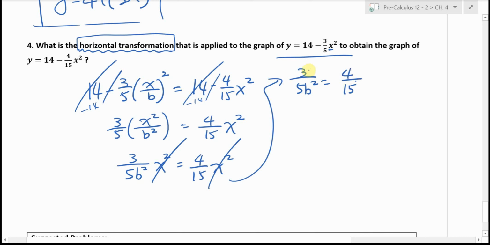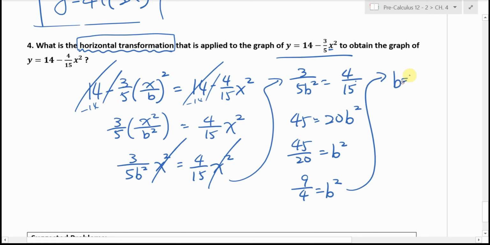Again, you can cross multiply. 3 times 15 is 45. 4 times 5 is 20. And then b squared is still b squared. We can then divide both sides by 20. So you got 45 out of 20 is equal to b squared. We can reduce this by dividing top and bottom by 5. You get 9 out of 4 is b squared. Now you can square root both sides. Remember, when we square root this, you end up with a positive and negative answer. Then the square root of 9 over 4 is simply 3 over 2. Okay? So that's it. The value of b is either positive 3 over 2 or negative 3 over 2.